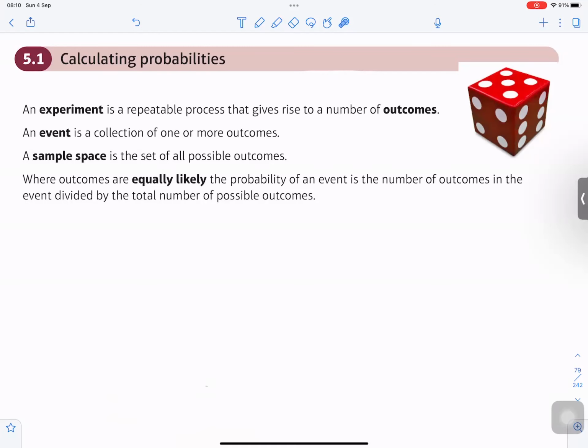So here are the definitions for you to try and learn them. An event is a collection of one or more outcomes, a sample space is the set of all possible outcomes. And when outcomes are equally likely, the probability of an event is the number of favorable outcomes divided by the total possible outcomes.